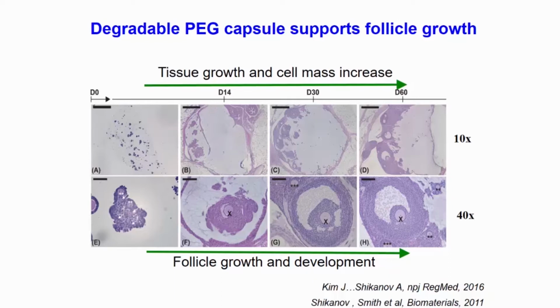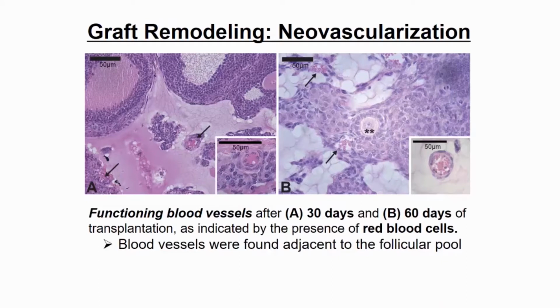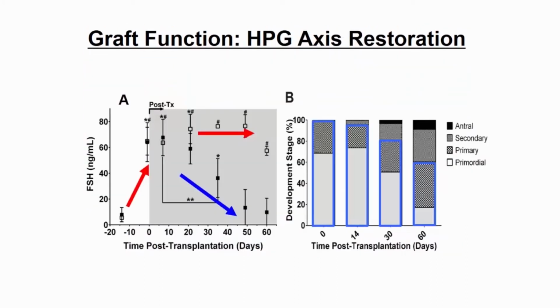We also saw corpus luteum forming. This construct was revascularized. We saw functional blood vessels with red blood cells in them. And then looking at the FSH levels, very similar. So again, FSH goes up as you overiectomize. And then if you don't implant anything, the FSH stays high. But after implantation, you start seeing a decrease in FSH that stayed low up to 90 days of this study.